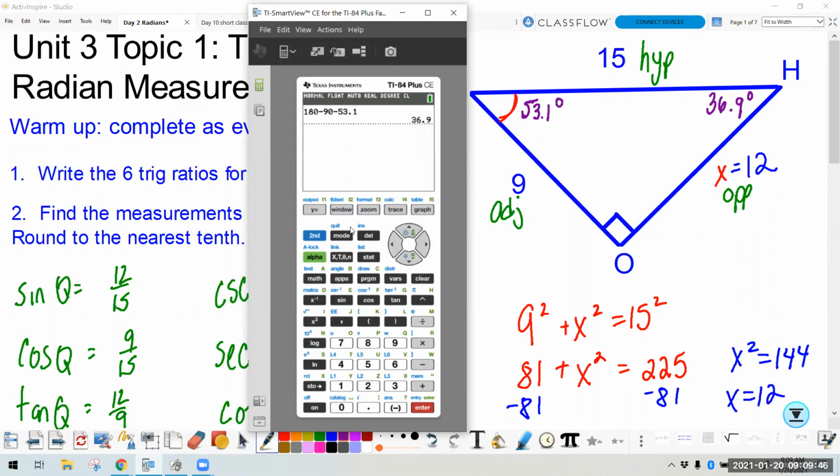Okay, so how did I do Q? So at this calculator, I'm going to do second sine for this sine inverse of the 12/15 using this ratio. You could have picked cosine. You could even pick tangent. All of them give you that same angle value.